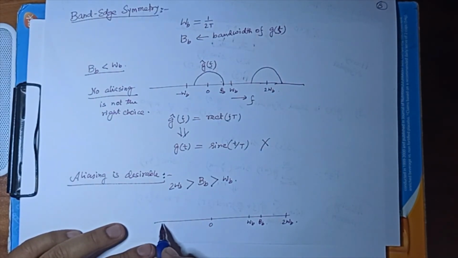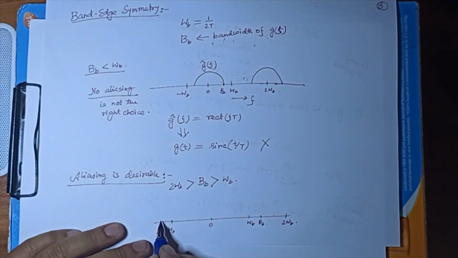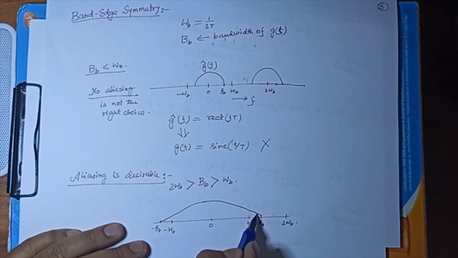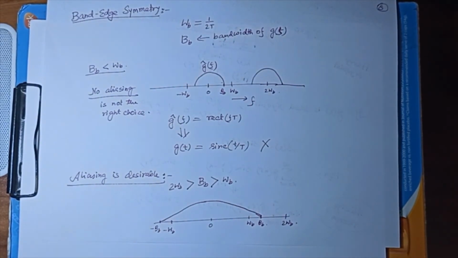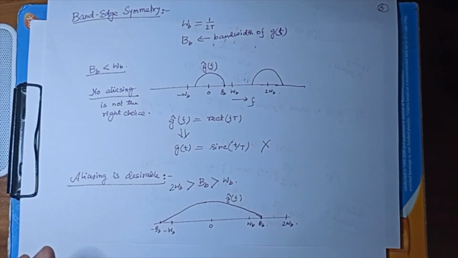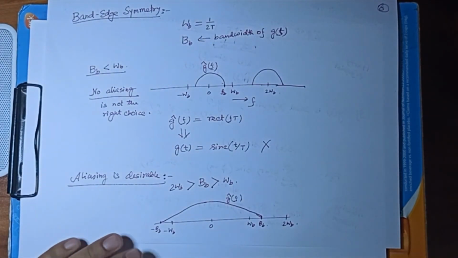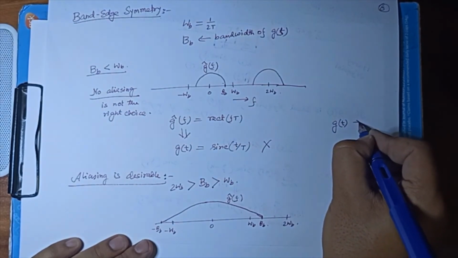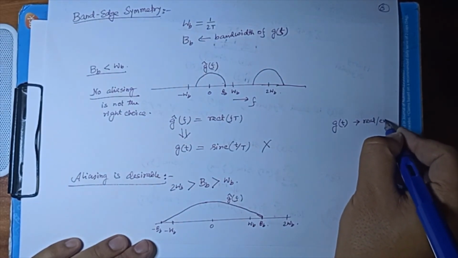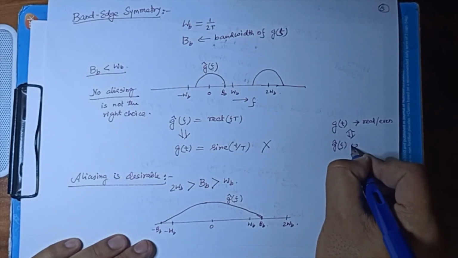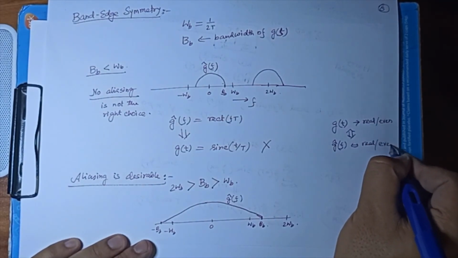Then you have overlap. So your spectrum is, suppose, something like that. This is the spectrum of G(f). Let us take g(t) to be real and even, so that we have some nice symmetry. If g(t) is real and even, then we know the corresponding Fourier transform G hat F is also real and even. There is a nice symmetry.